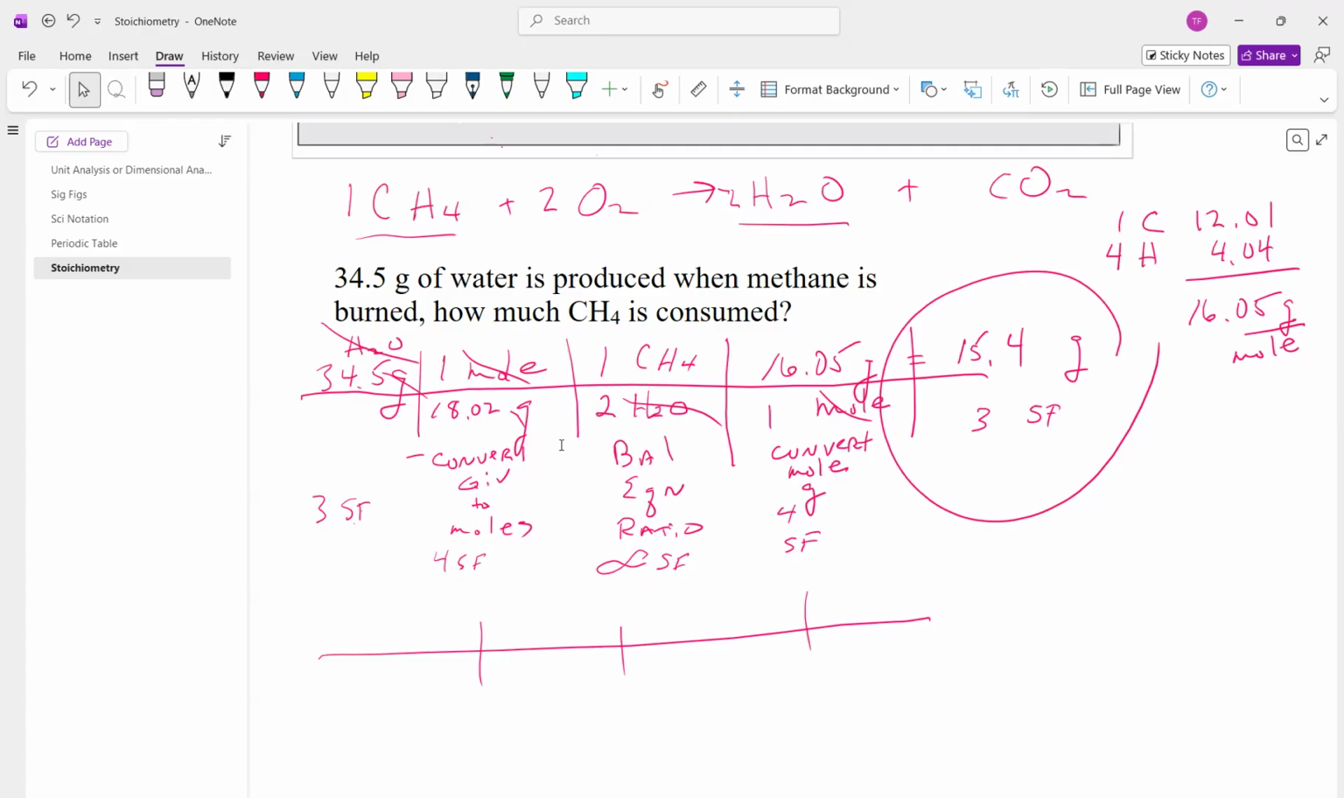Or if you're starting with number of molecules. Let's say we had 7.6 times 10 to the 18 molecules of water. Convert to moles using Avogadro's number, 6.02 times 10 to the 23rd.